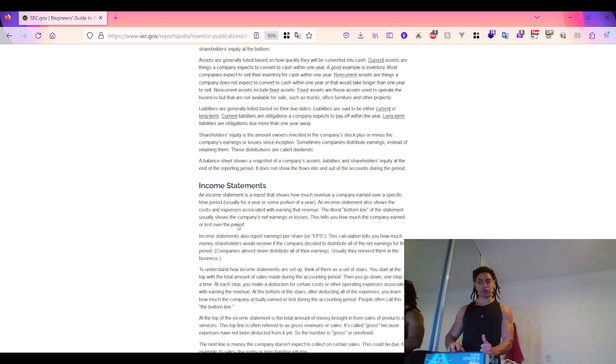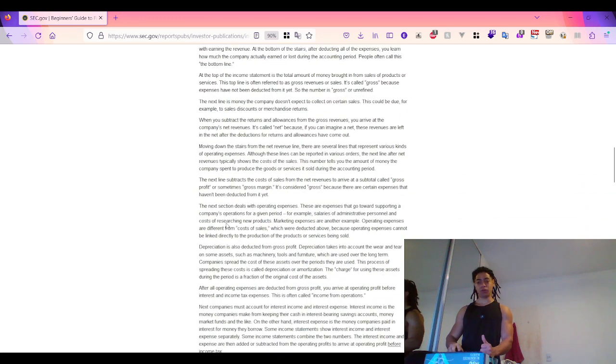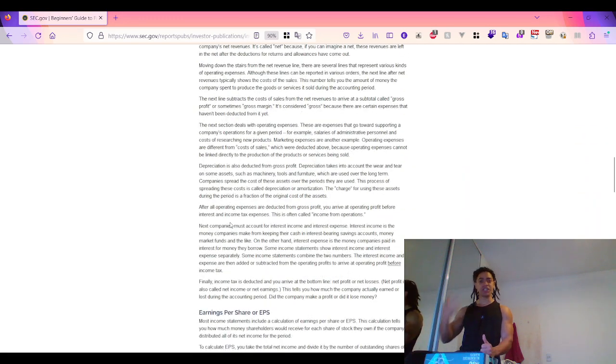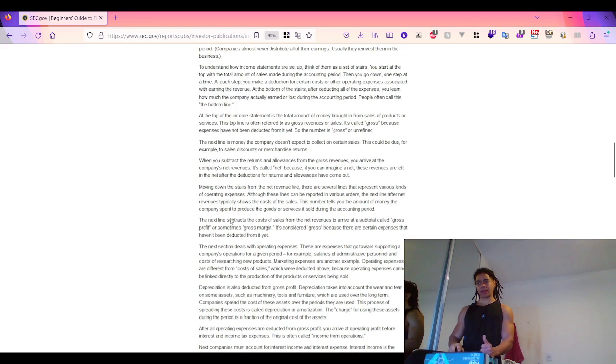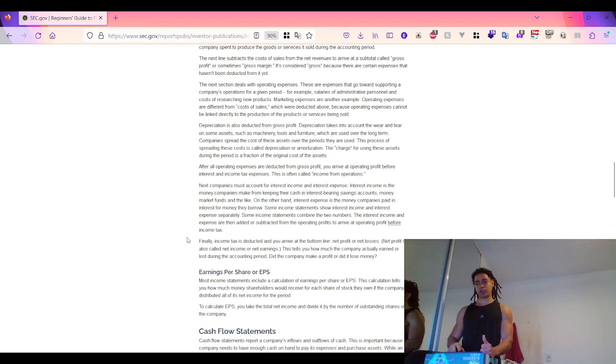And at the bottom of the statement, the bottom line, you see if a company is able to make money or not. And there is also something called the EPS, the earnings per share, which is hypothetically the amount of money.